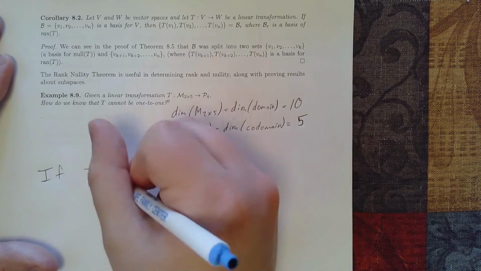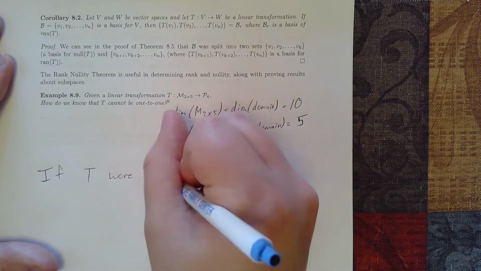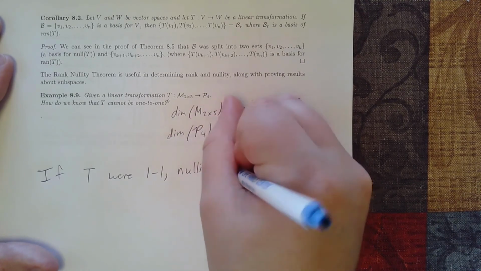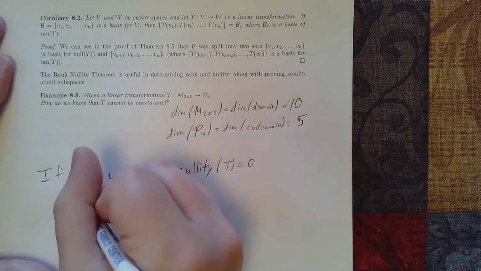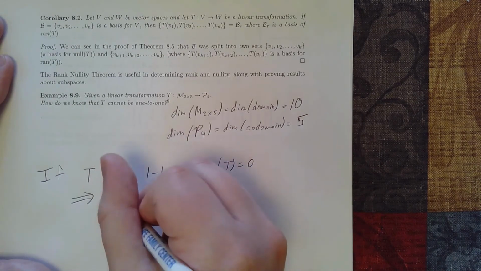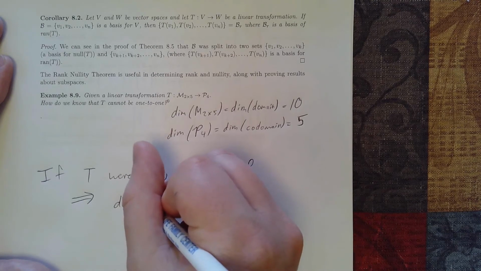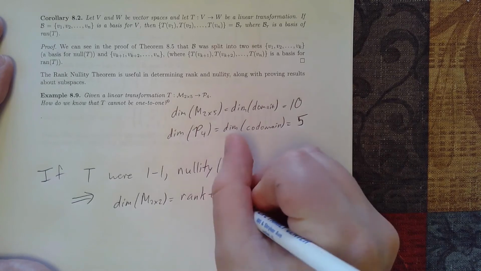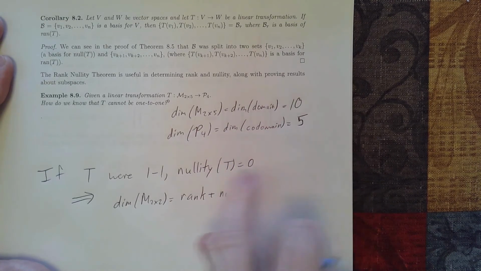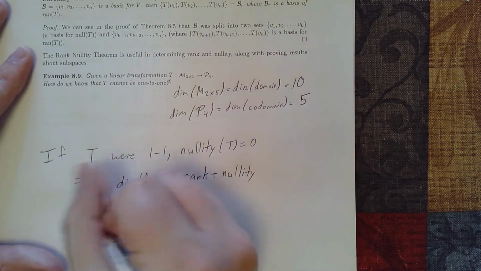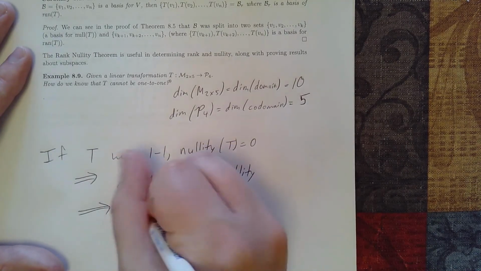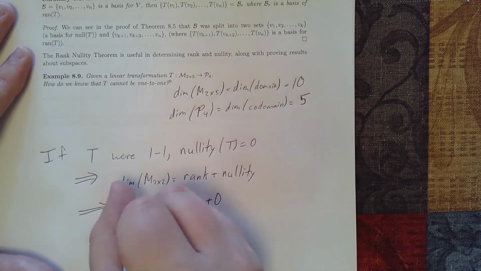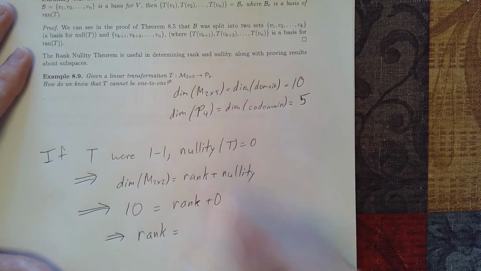If T were 1 to 1, the nullity of T would be 0. And if it was 0, then based on the rank nullity theorem, the dimension of the domain would have to be equal to the rank plus the nullity. And if we're assuming that this is 0, what that tells us is that 10 would have to equal the rank plus 0, which means that the rank is 10.